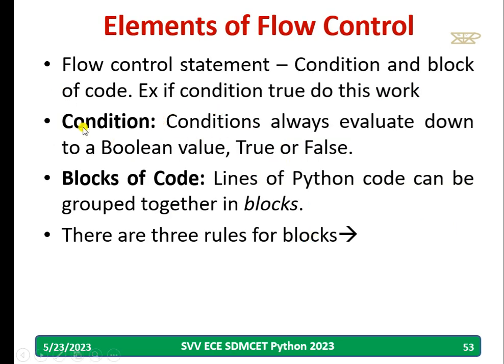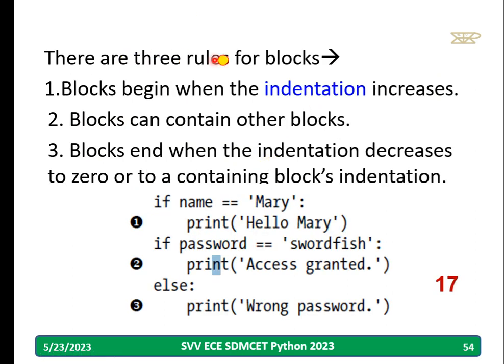Elements of flow control. Flow control statements have a condition and a block of code. Always a condition followed by a block of code will be there. There are three rules for a block. A block begins with indentation. Indentation is very important in Python. Blocks can contain other blocks. Blocks end when the indentation decreases. This is very important, indentation in Python.